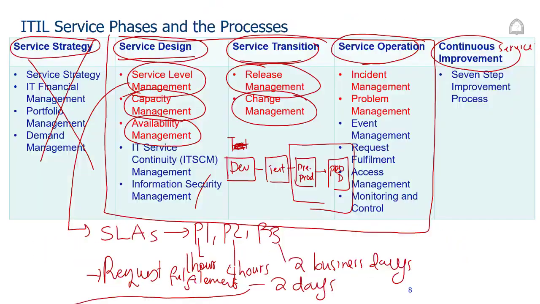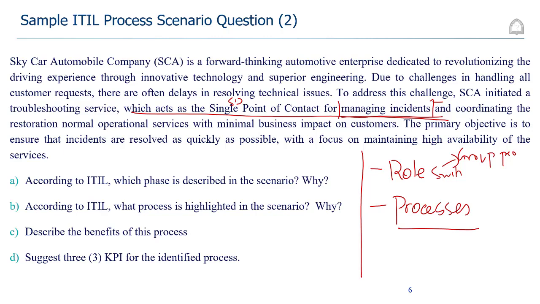So let's now go back, having said that. So this one particular question here: coordinating the restoration of normal services. What does that tell you? According to ITIL, which of the phases is described in the above scenario and why? We are talking about the restoration of the normal operational services with minimal disruption.